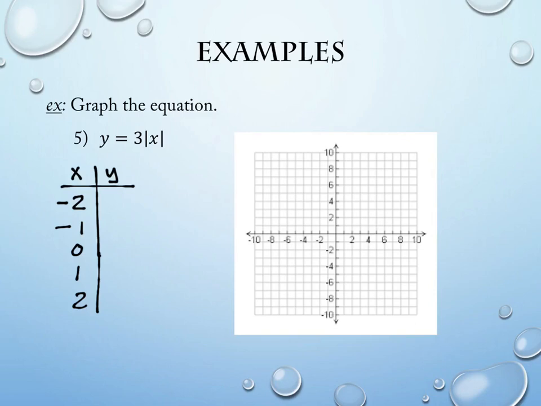I'm going to fill them in here the way that they look, just to give us a concrete picture. I'm taking the -2 and evaluating it in for x, so it says now the absolute value of -2. What is the absolute value of -2?